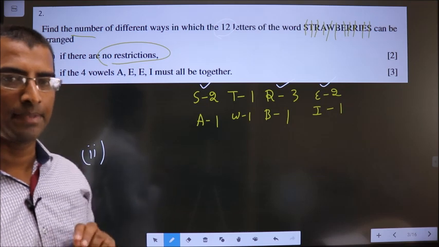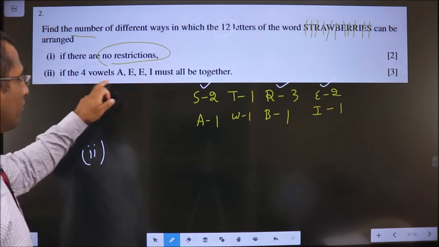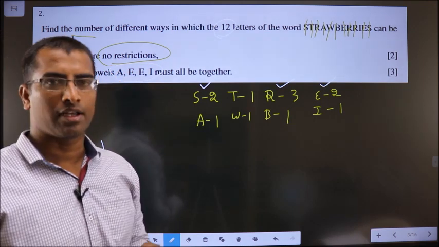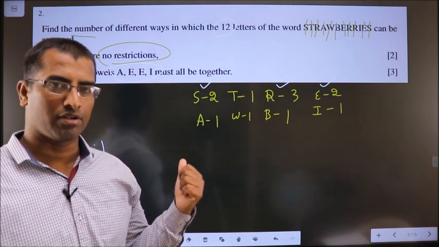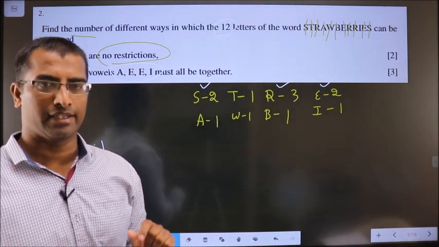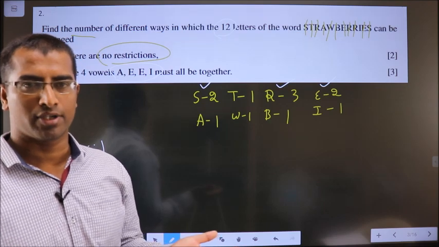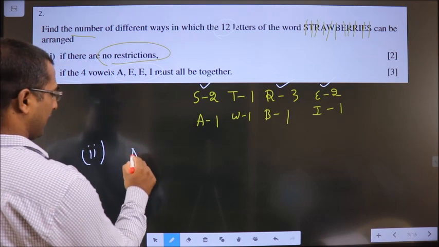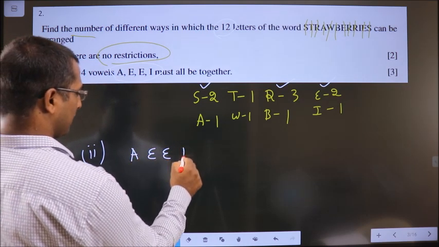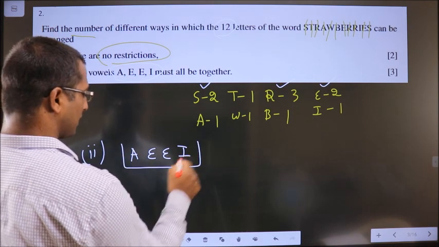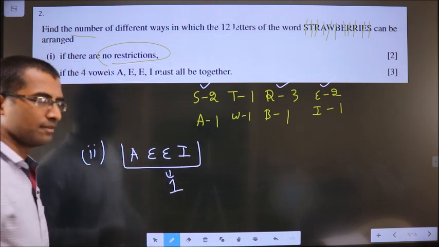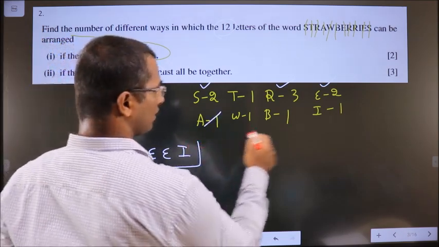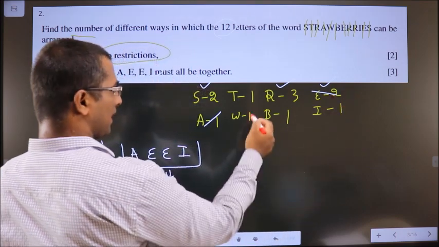19,958,400. Now the second bit. If the 4 vowels A, E, E, I must all be together. Now the condition that I should follow is that the vowels A, E, E, I should all be together. How do I make sure that they are always together? By considering them to be one unit. So write the letters which should be together. So I consider these letters to be one unit. Now what are the remaining letters? A is gone, E is gone, I is gone.